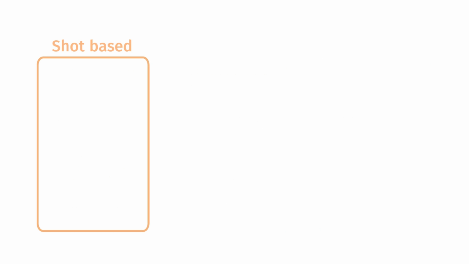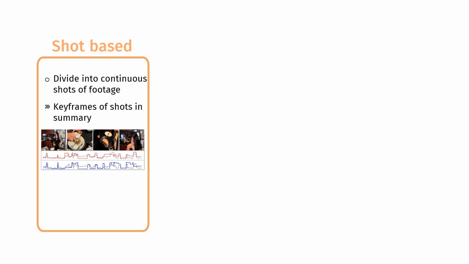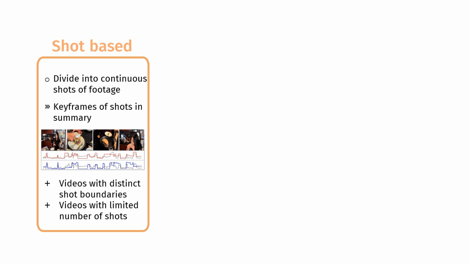Shot-based video summarization techniques divide the video into shots, which are continuous segments of footage, and use keyframes from each shot to create a summary. The selection can be done in many ways, for example the first frame of each shot or selecting frames with high visual diversity. This approach is useful for videos with distinct shot boundaries and a limited number of shots.